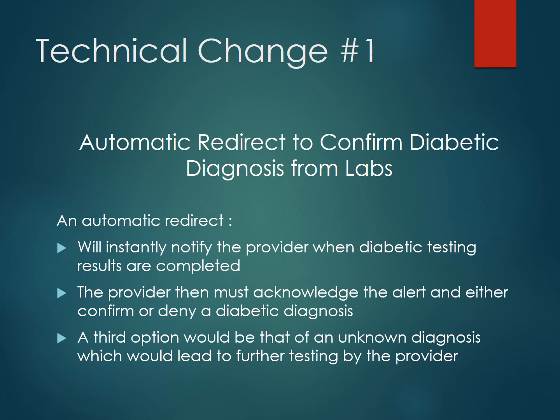An automatic redirect to confirm a diabetic diagnosis from the lab will instantly notify the provider when diabetic testing results are completed. The provider then must acknowledge the alert and either confirm or deny a diabetic diagnosis. A third option would be that an unknown diagnosis would lead to further testing by the provider.